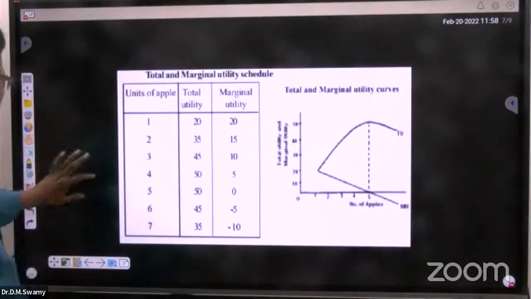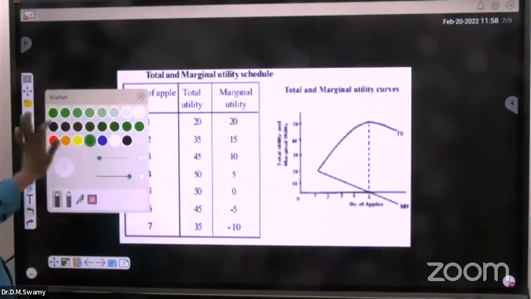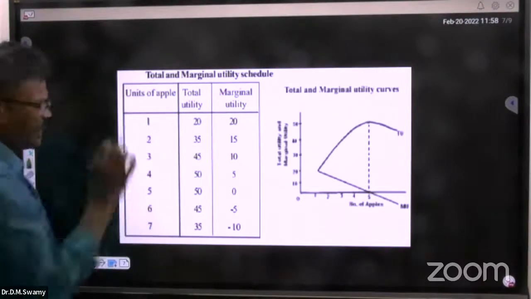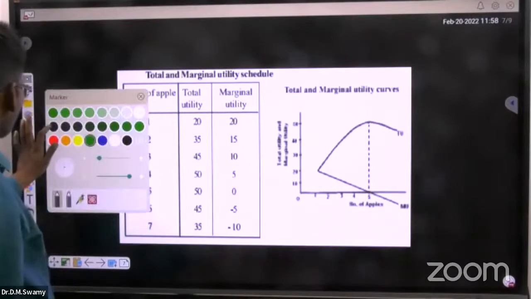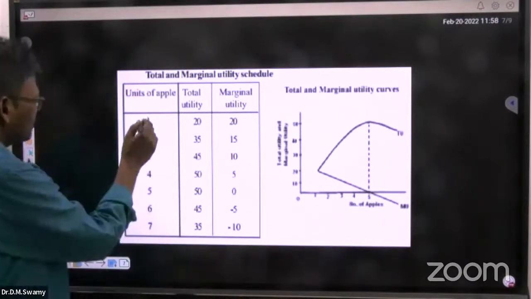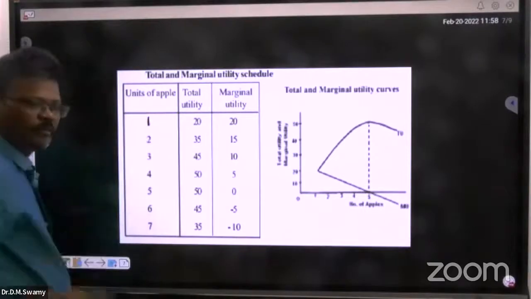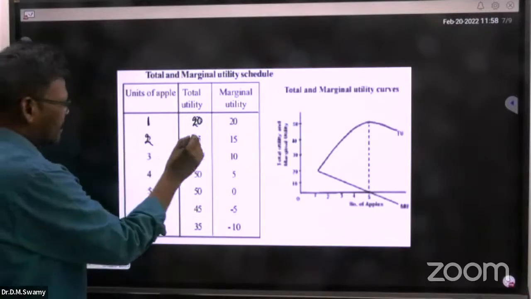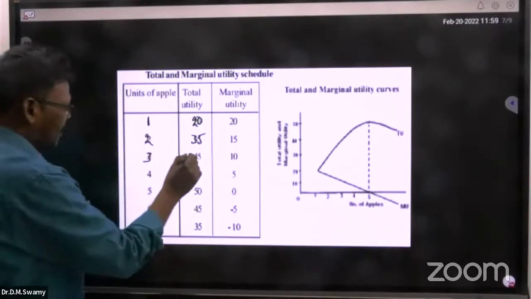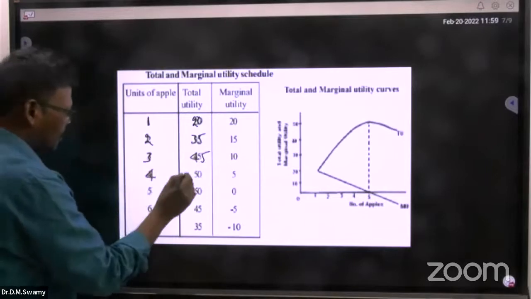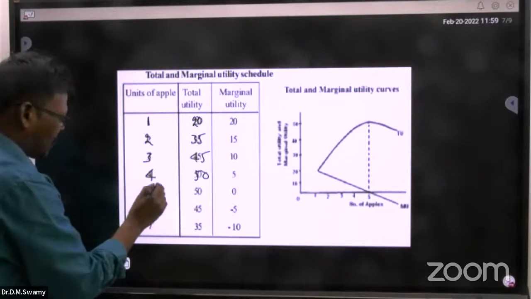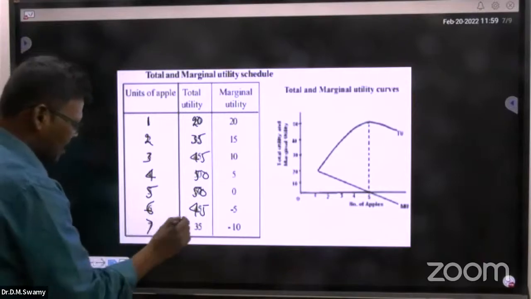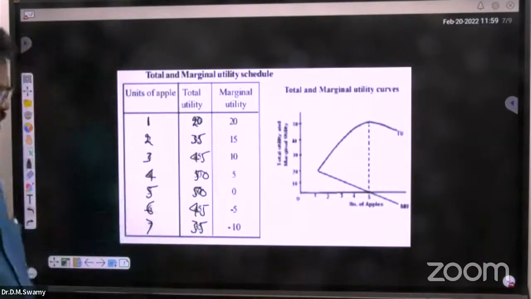In the same manner we can explain this in a table. By consuming one commodity, we get 20 utils, the second commodity 35 utils, third commodity 45 utils, fourth commodity 50 utils, fifth commodity 50 utils, sixth commodity 45 utils, seventh commodity 35 utils. This is called total utility.